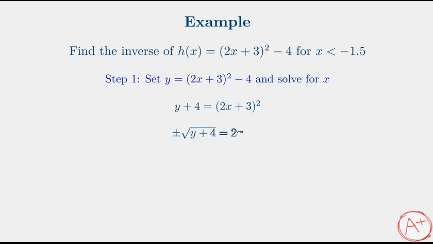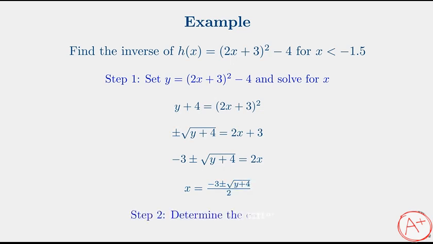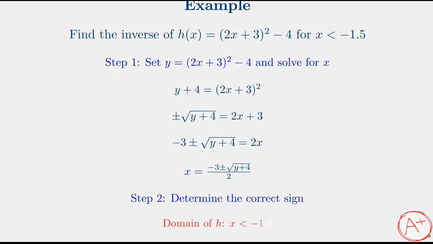Notice we must include the plus or minus sign here. Subtracting 3 and dividing by 2 gives us 2 possible expressions for x. We must choose the sign that satisfies our original domain restriction. X is less than negative 1.5.